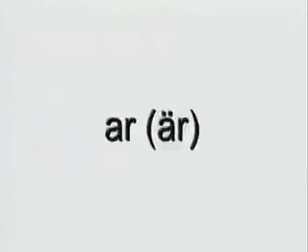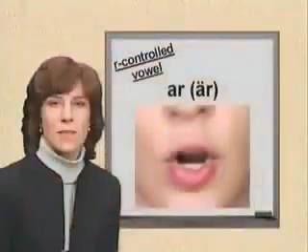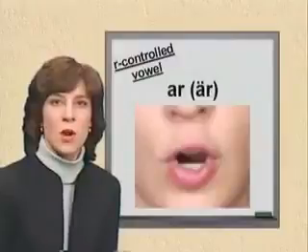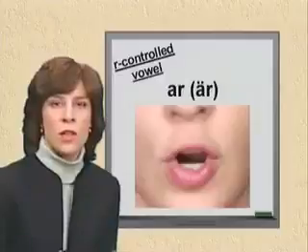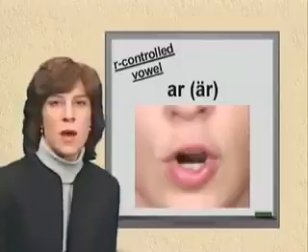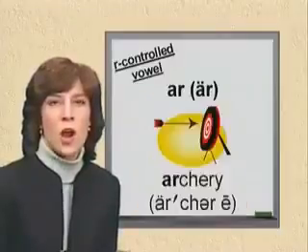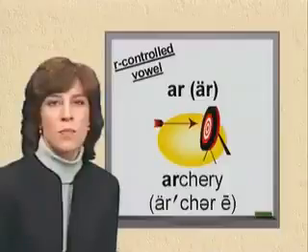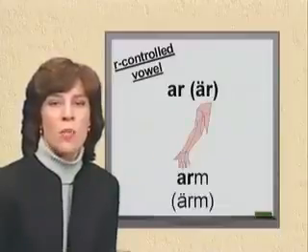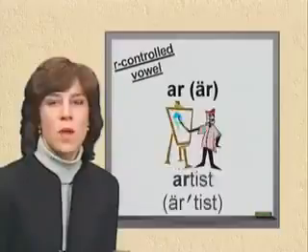R controlled vowels. AR. R. The AR sound is made by opening the mouth and pushing the lips outward to form an oval while gently biting their edges. The teeth are apart, with some of the top and bottom front teeth shown. The tongue is in the middle of the mouth. R. Archery. Arm. Artist.